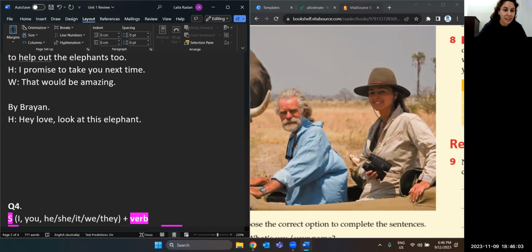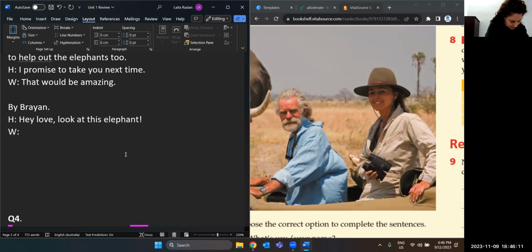Okay, so hey love, look at this elephant. And then the wife says, "It's awesome." The elephant, it's awesome. You have to say something else. If I'm looking at an elephant, I would say, "Oh, he's amazing," or maybe it's amazing.